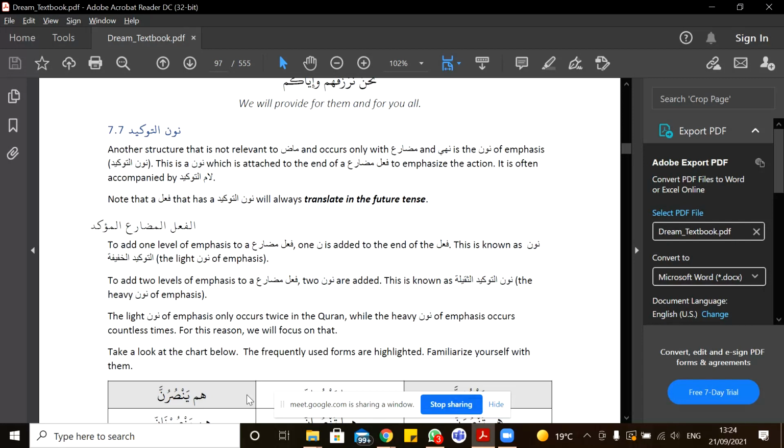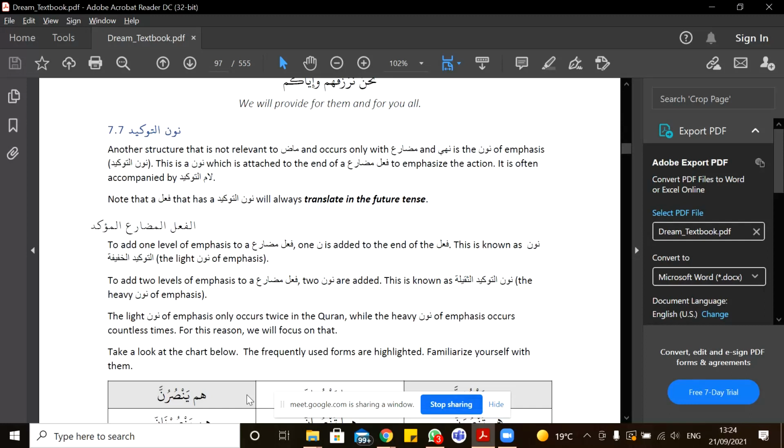Note that a fi'l that has the noon at-tawkid will always translate in the future tense. Okay, so there's another point that we have to remember. If we have a noon al-tawkid in our fi'l mudari or fi'l nahi, then we have to translate it into the future.